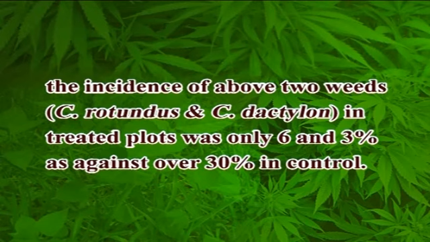Also, there was significant reduction in weed growth. At the end of the 4th crop, the incidence of the above 2 weeds, Cyperus rotundus and Cynodon dactylon, in treated plots was only 6 and 3% as against over 30% in control. No residual toxicity of the herbicide was recorded either in soil or on silkworms.